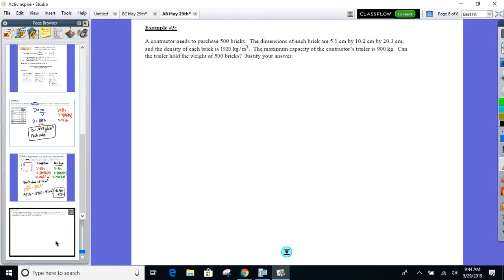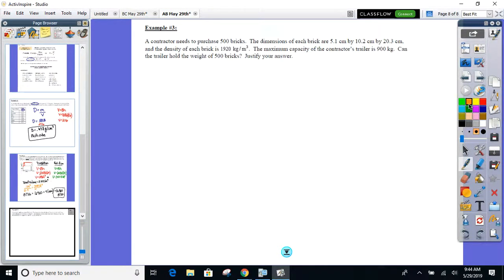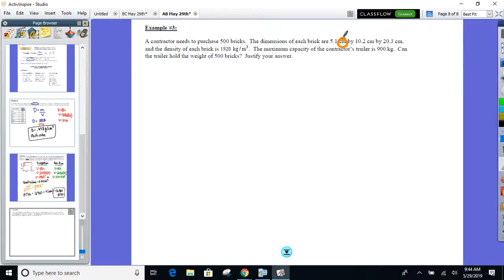Okay, right away. Anybody see anything we have to pay attention to? What do we see here? What are the bricks in? Centimeters, and what's my density in?